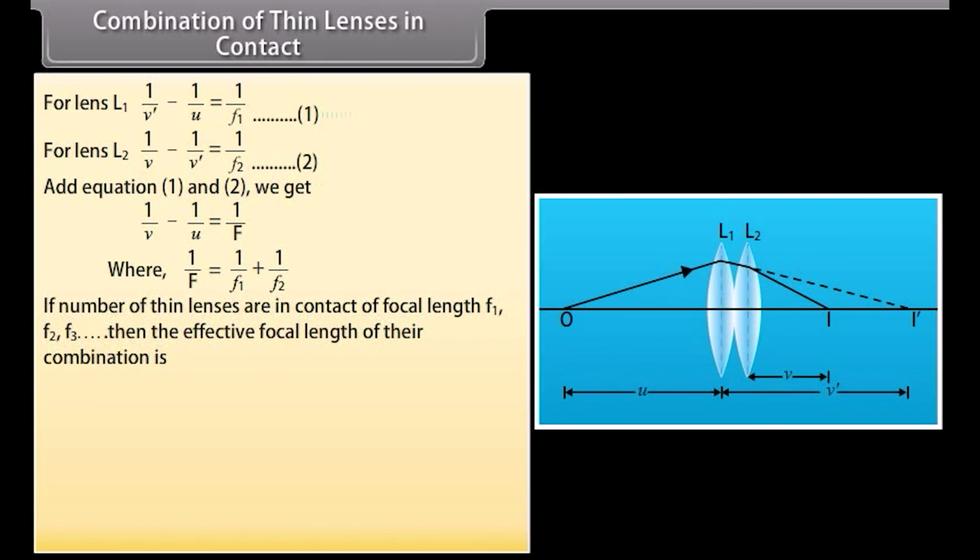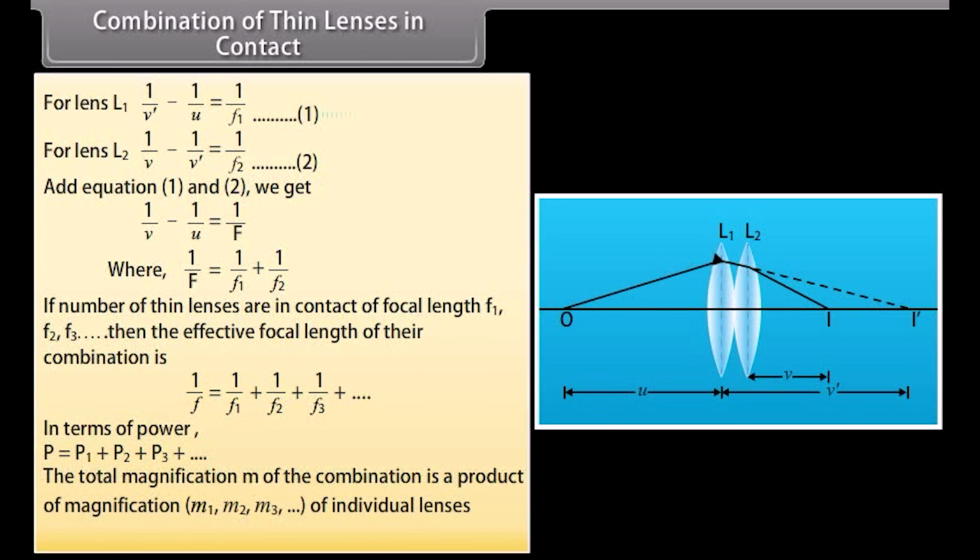If a number of thin lenses are in contact, of focal lengths f1, f2, f3, then the effective focal length of their combination is 1/f equal to 1/f1 plus 1/f2 plus 1/f3 and so on. In terms of power, P is equal to P1 plus P2 plus P3 and so on. The total magnification M of the combination is a product of magnifications M1, M2, M3 and so on of individual lenses. M is equal to M1 M2 M3.